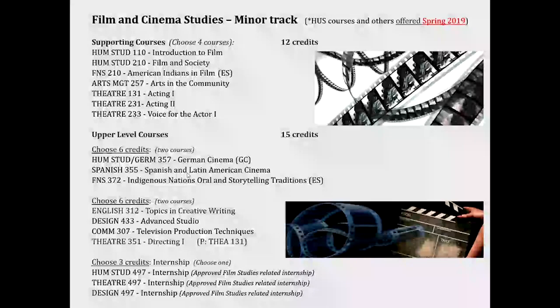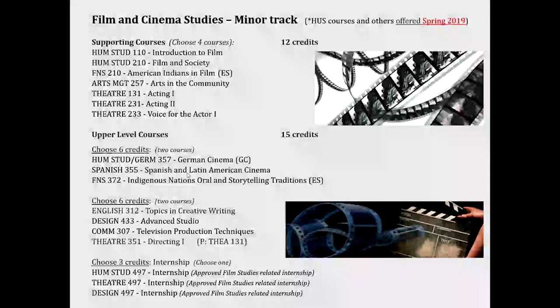So here we're looking at just film and cinema studies as an example of one of our minors. A little bit lighter, of course, you're looking at 27 credits. You would take, again, 4 kind of foundational courses off of this particular menu.